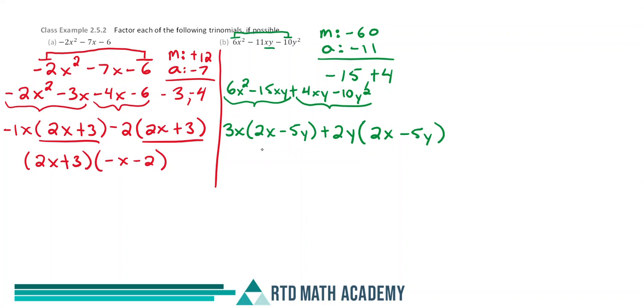And then that is a good sign, right? I got the exact same factor on each side. So that's going to be one of my factors, right? That's the thing I'm factoring out. That's what's common to both. So I've got 2x minus 5y. And then what's left? 3x plus 2y.